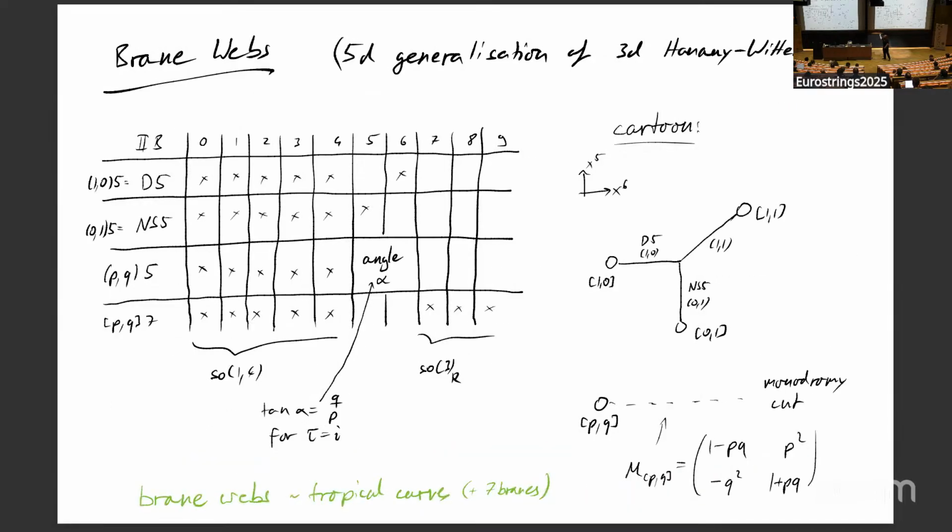Okay, very briefly, a brane web. We have type IIB string theory. Given the name of the conference, we know what that is, and we know that there are branes.